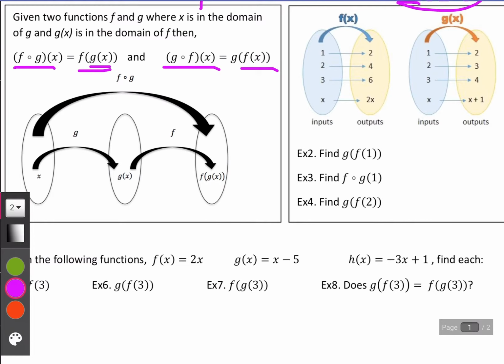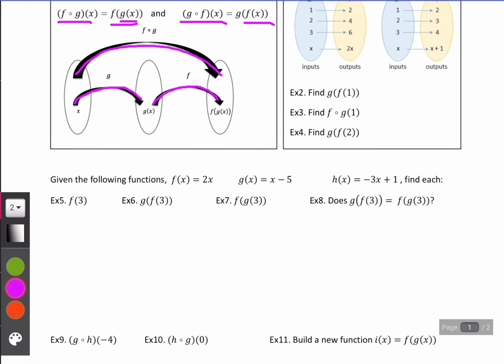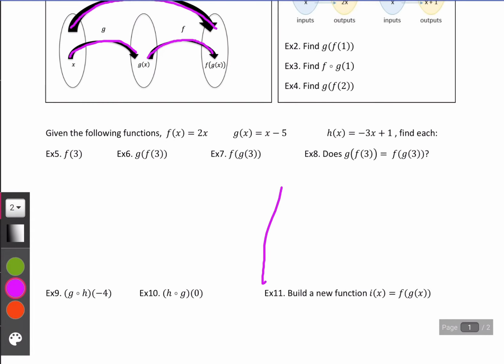So this is a picture of what's going on for f of g of x. We put x into the g function, we get g of x out, and then we put that g of x into the f function, we get f of g of x out. Putting those two things together, we can build a new function, f composed with g. All right, so let's look at some examples here.